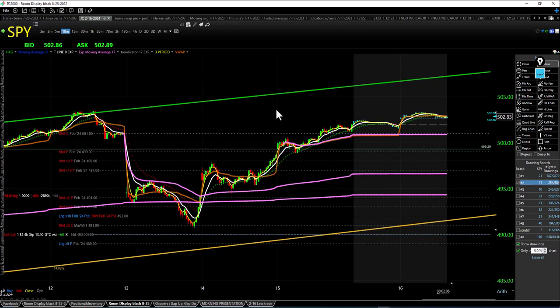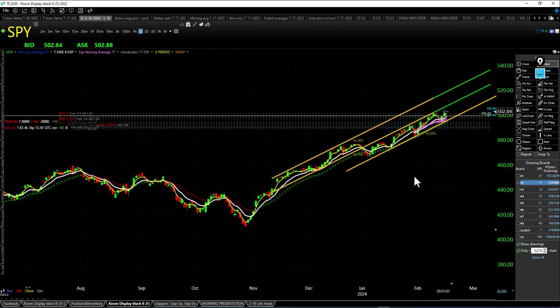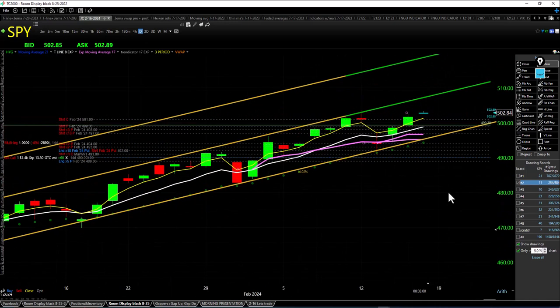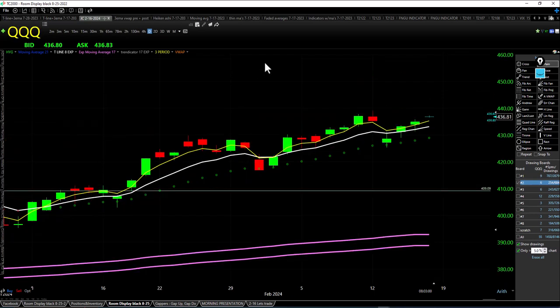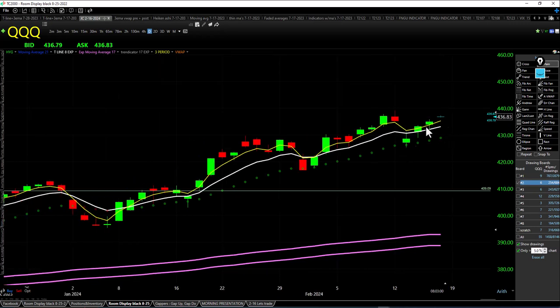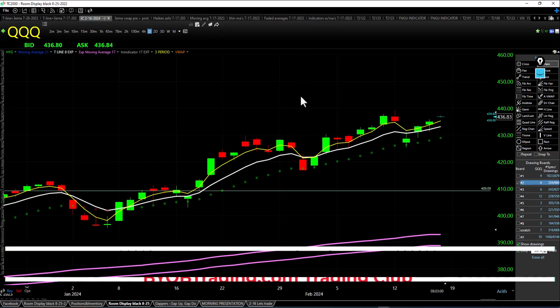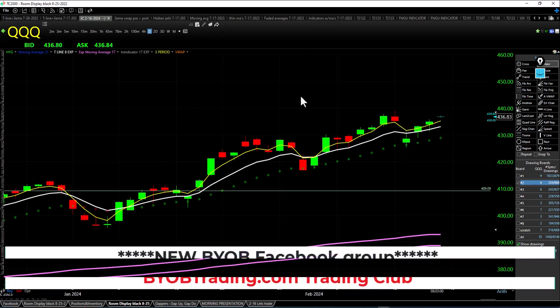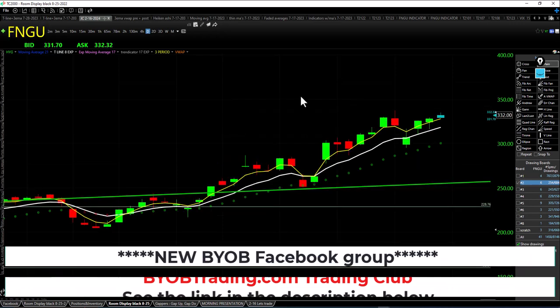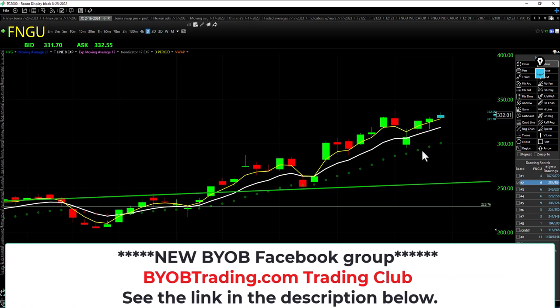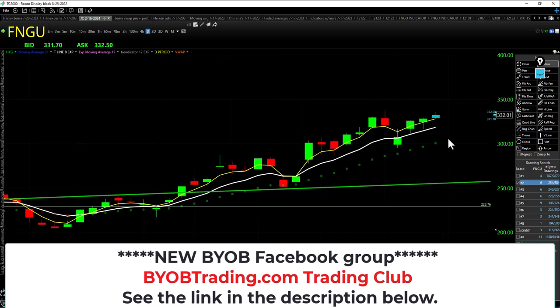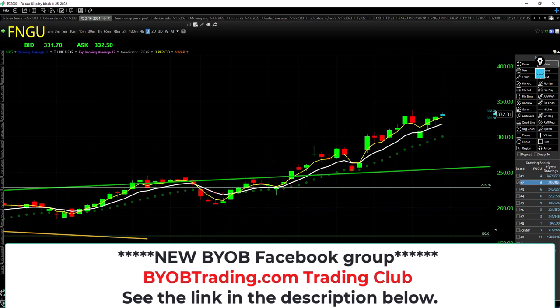So there's SPY. Let's take a look at the rest of the market, which pretty much looks the same. First we'll start off with QQQ. Here's the NASDAQ. Again, closing over the trap, over the trend indicator, higher low, higher high. Doing much of the same thing that SPY is doing. So FNGU, I'll bet that looks the same. Yep, closing over the trap. See up here, higher low, higher high, over the trend indicator, still in an uptrend.